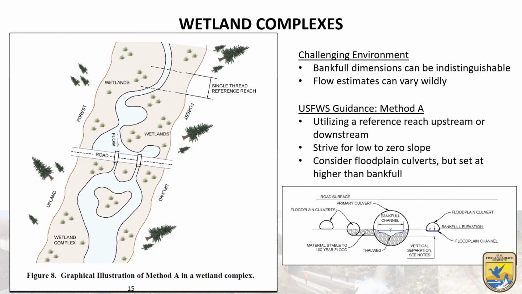If you can't get that 100-year flow through the road, then you put in floodplain culverts, which we show on the right here. So you strive for that low to zero slope that the wetland environment typically has. And you consider these floodplain culverts as needed.